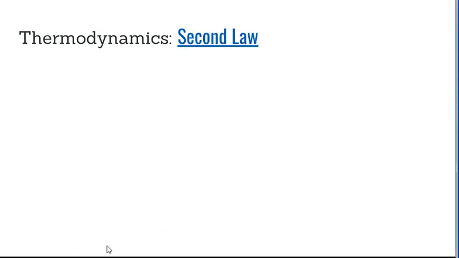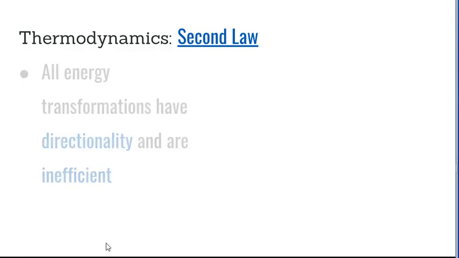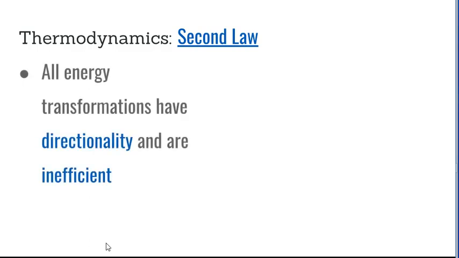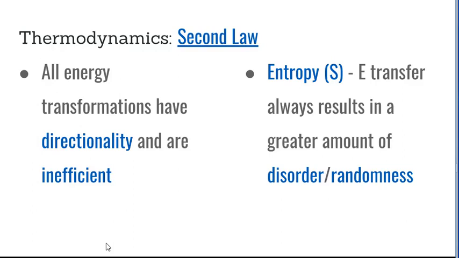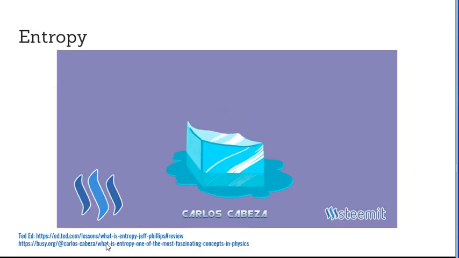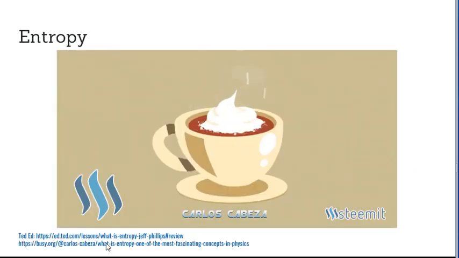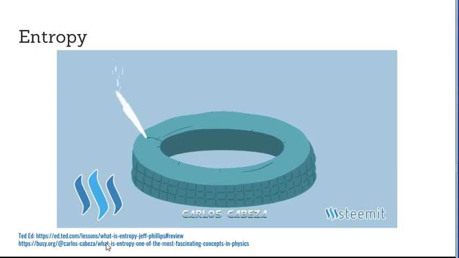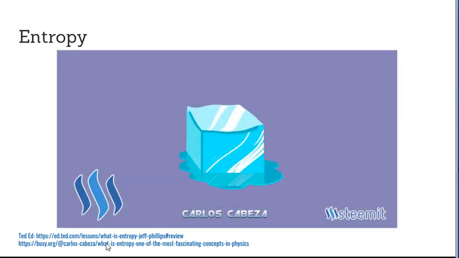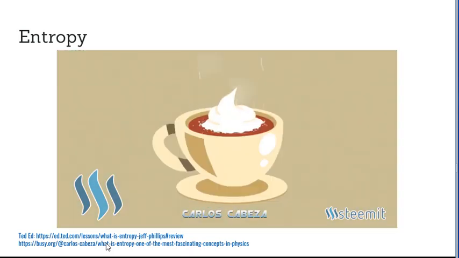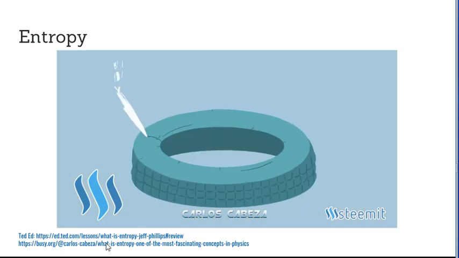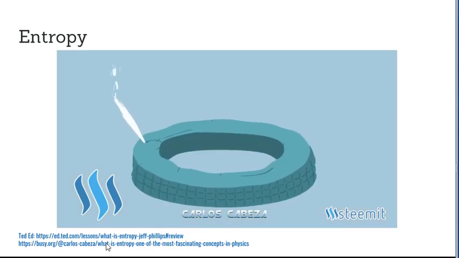The second law of thermodynamics states that all energy transformations have directionality and are inefficient. This is measured by the entropy, represented by the letter S, in a system. Entropy is often described as being the amount of disorder and randomness in a system. Some examples of entropy increasing in systems are provided by this TED-Ed presentation. They include ice melting, coffee creamer dissociating, and air flowing out of a punctured tire.